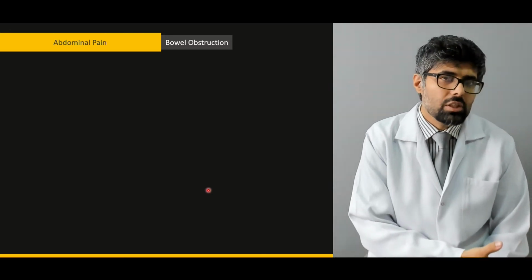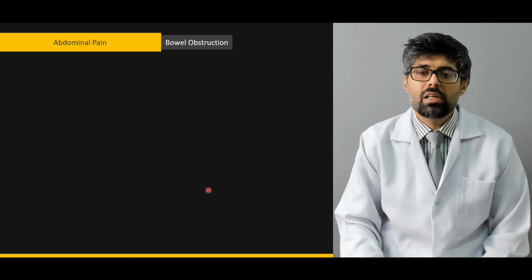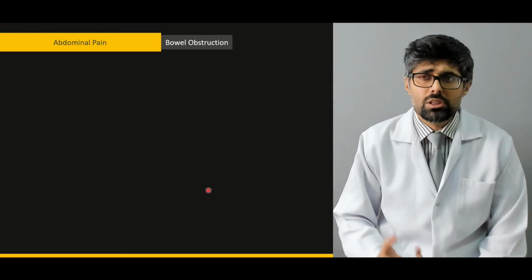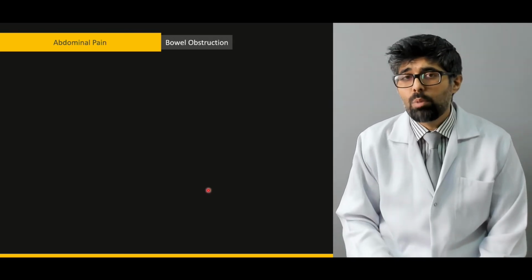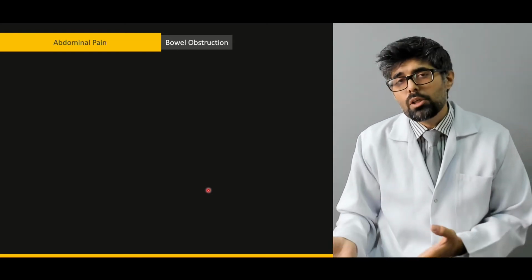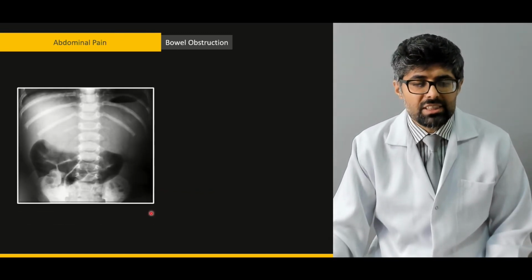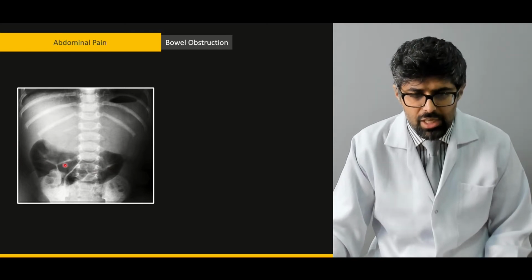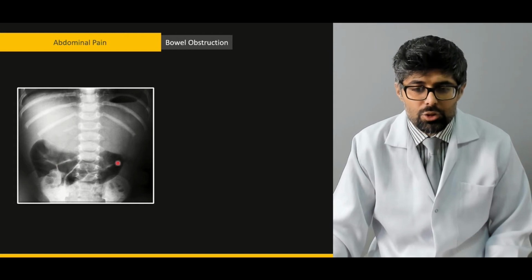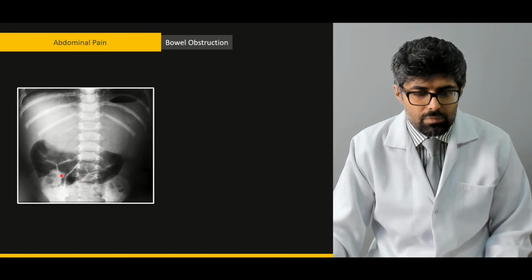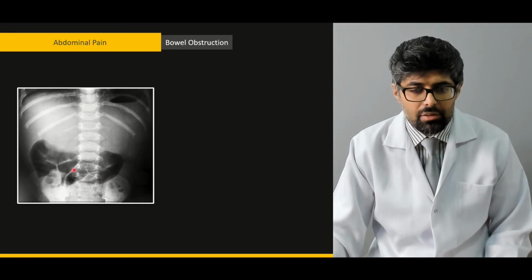Either the small intestine or the large intestine is blocked. Now, that blockage can be due to a stenosis, can be due to some kind of polyp or carcinoma, tumor, or it can be even due to impacted stools. Now, here is an example of bowel obstruction. This is the air inside the large intestine that is blocked, and the air is trapped inside the bowel.